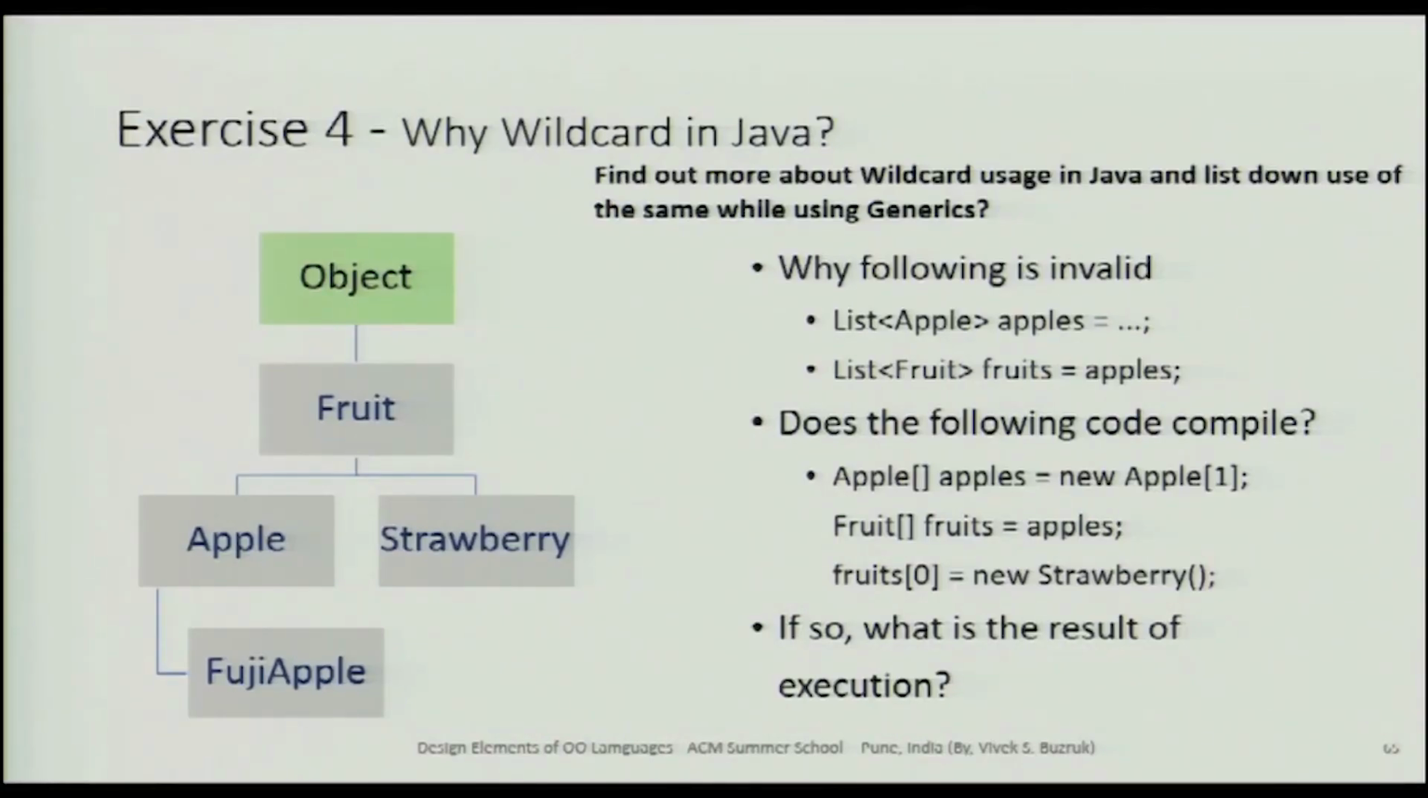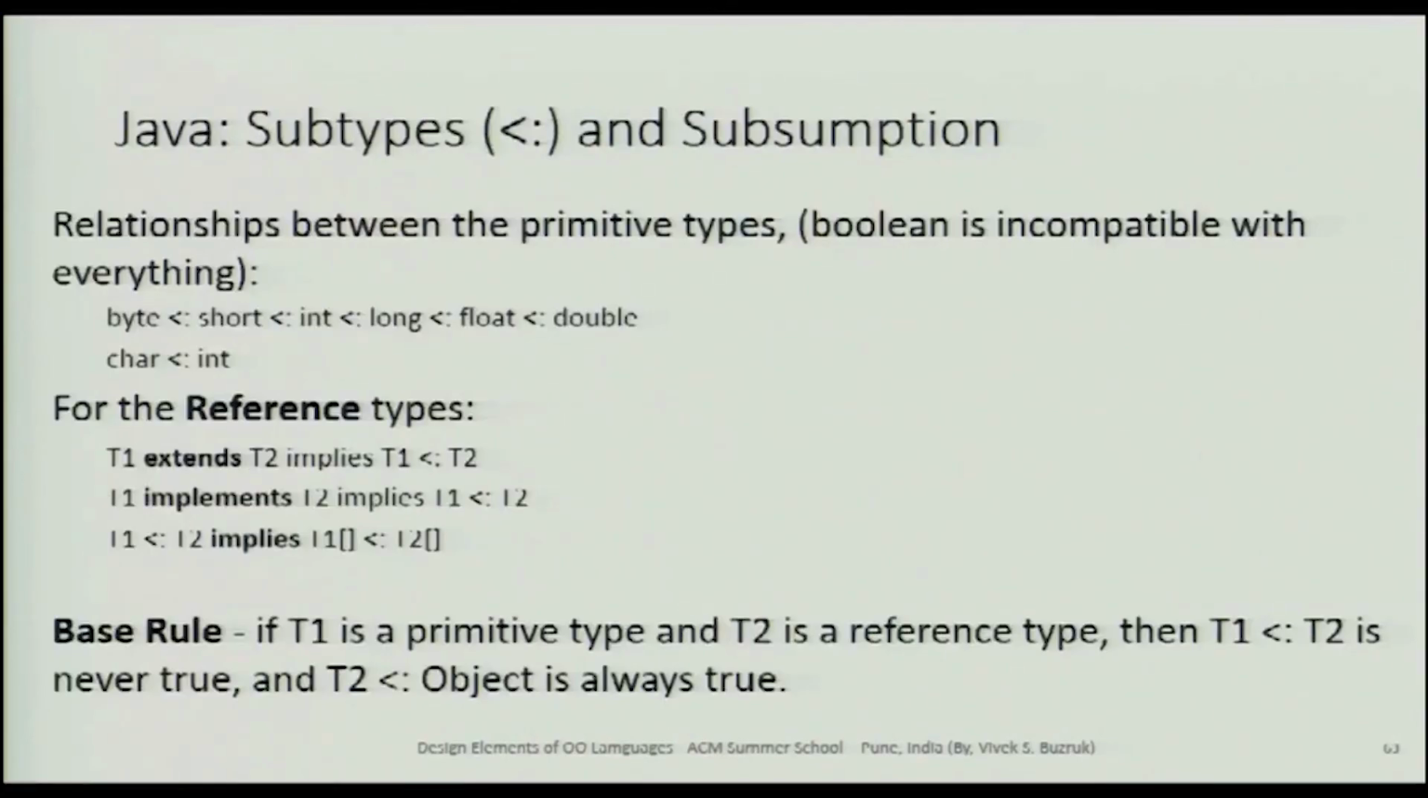So here we have seen in this example that T1 extends T2 implies T1 is a subtype of T2, T1 implements T2 implies T1 is a subtype of T2, which implies T1 array is a subtype of T2 array, but that is not true for generics. That does not indicate that if T1 is a subtype of T2, then a generic using T1 is also a subtype of the same generic using T2. So should I write it? It will be clear to you. Did you get what I said?